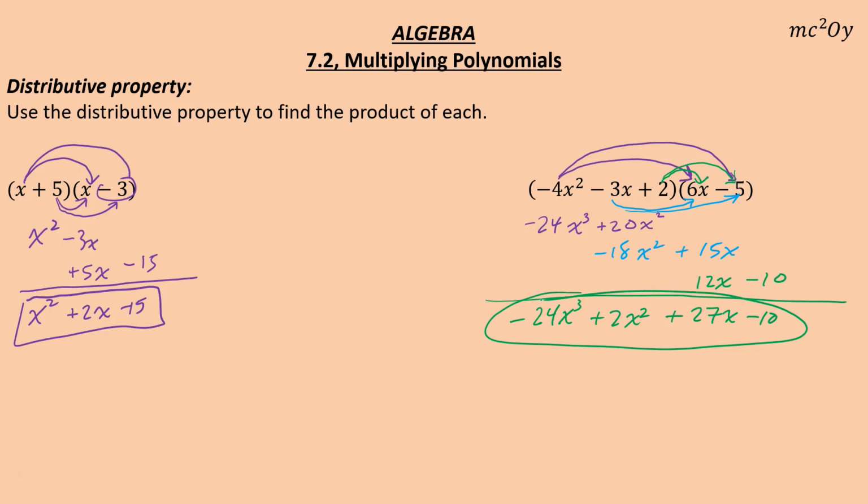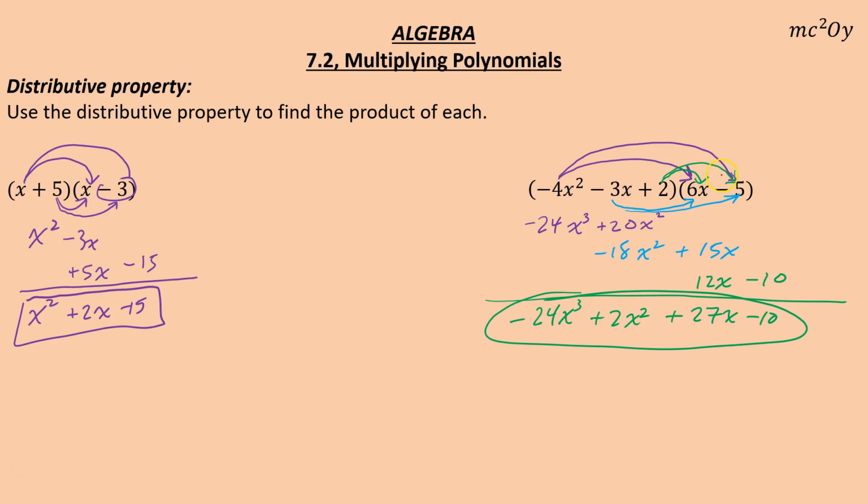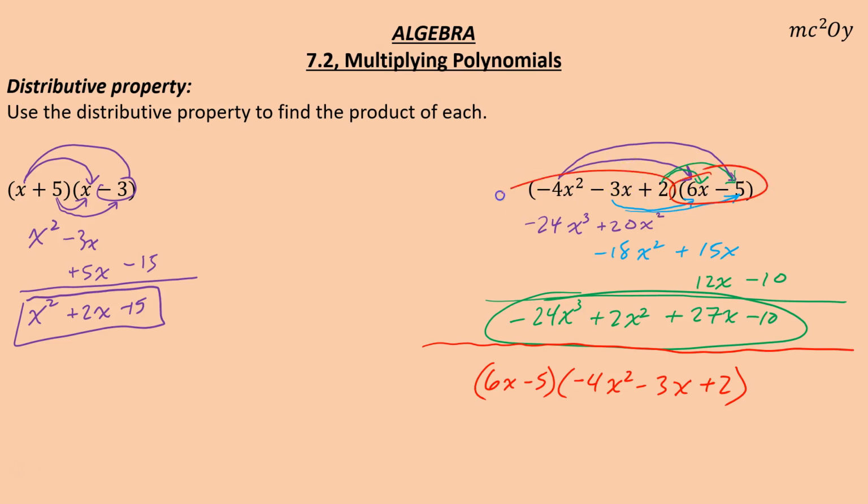Okay, now if you wanted to, remember you can multiply in any order, right? So if I wanted to, I could have switched these around. So let me show you a quick other way here. If I wanted to say 6x minus 5 times negative 4x squared minus 3x plus 2. Now that's the commutative property of multiplication. You can multiply in any order, just like if I said 2 times 3 is 6, well, 3 times 2 is also 6. So I can multiply this binomial by this trinomial in a reverse order.